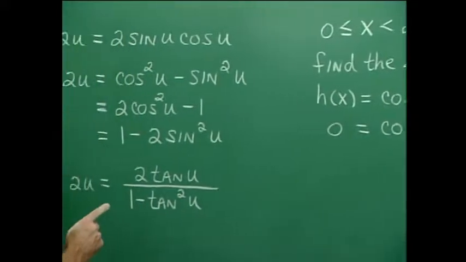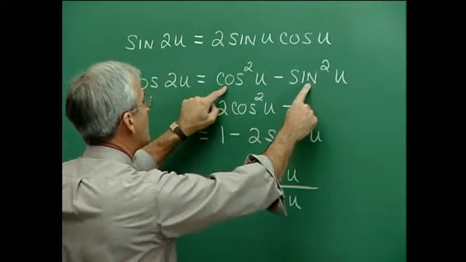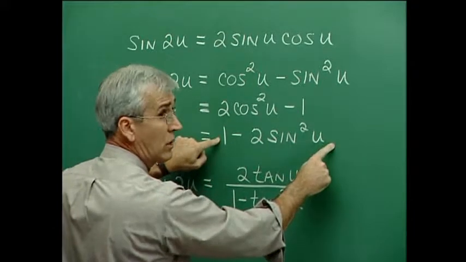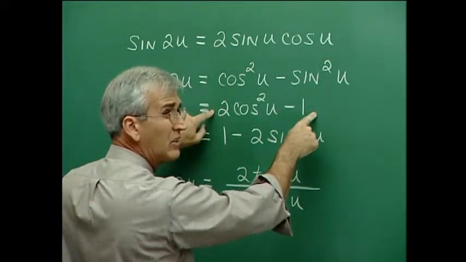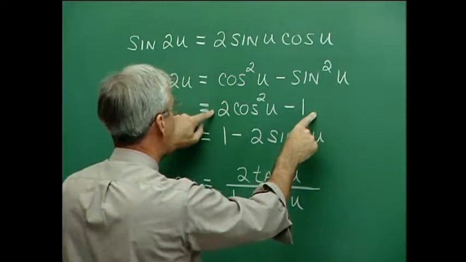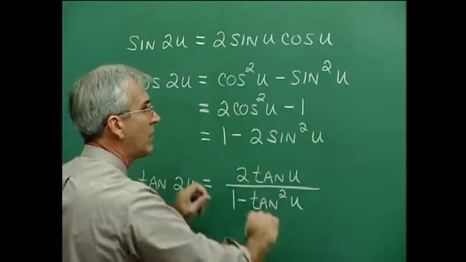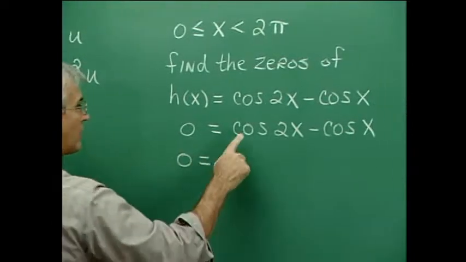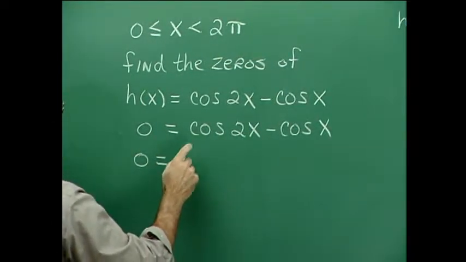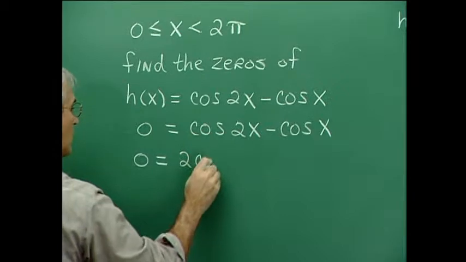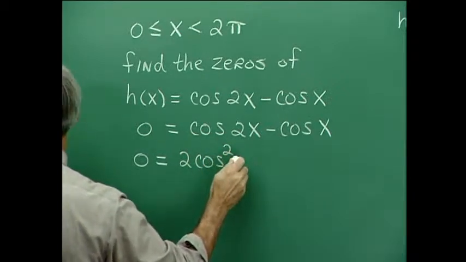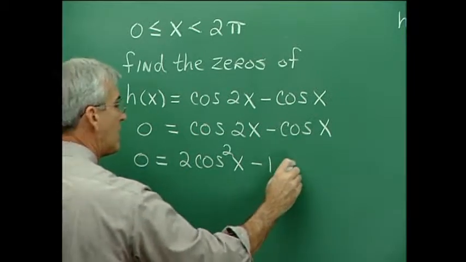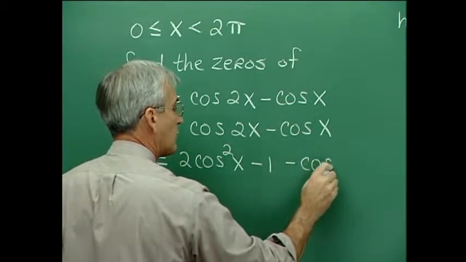So we'd slide back over here. No, that involves cosine and sine. Oh, this one involves only cosine. That one involves only sine. Let's use this one. That's how you make the decision about this kind of stuff. So we're going to use this in place of cosine 2x. And so I'm going to write 0 equals. Now, instead of cosine 2x, I can use the formula 2 cosine squared x minus 1. And then this is minus cosine x.